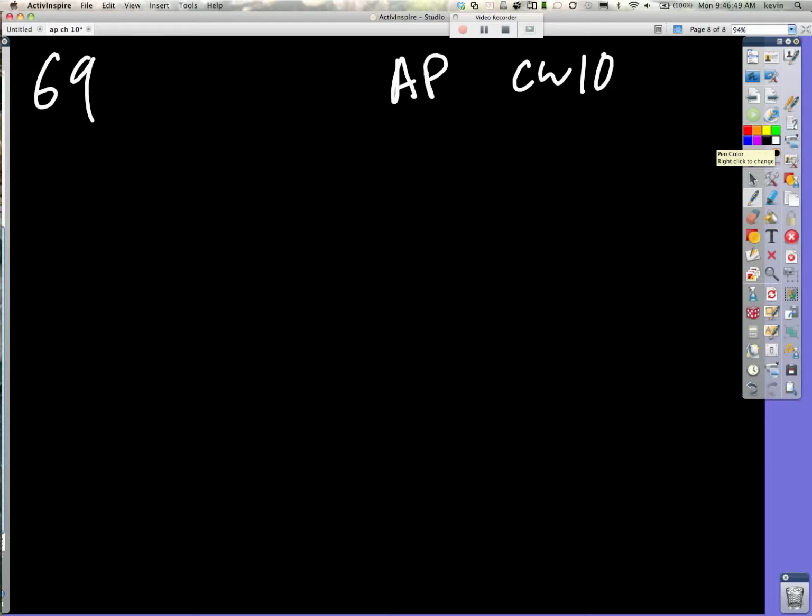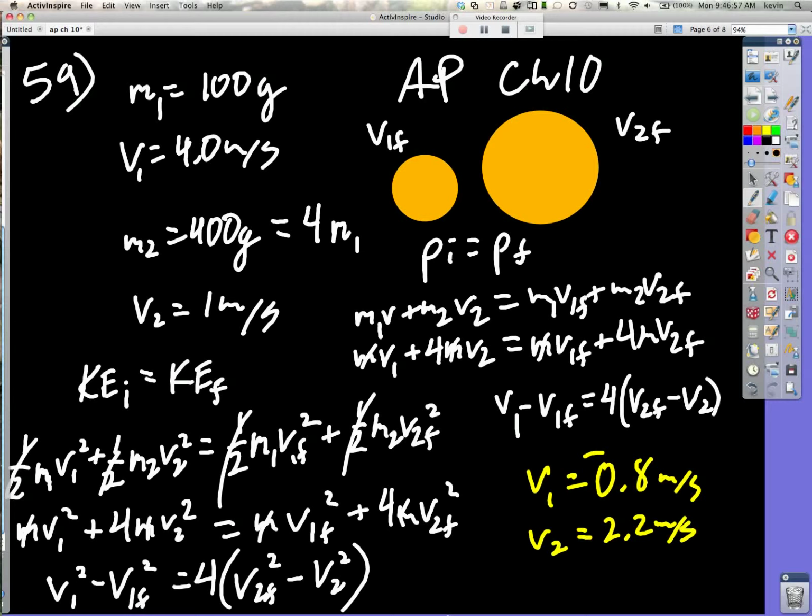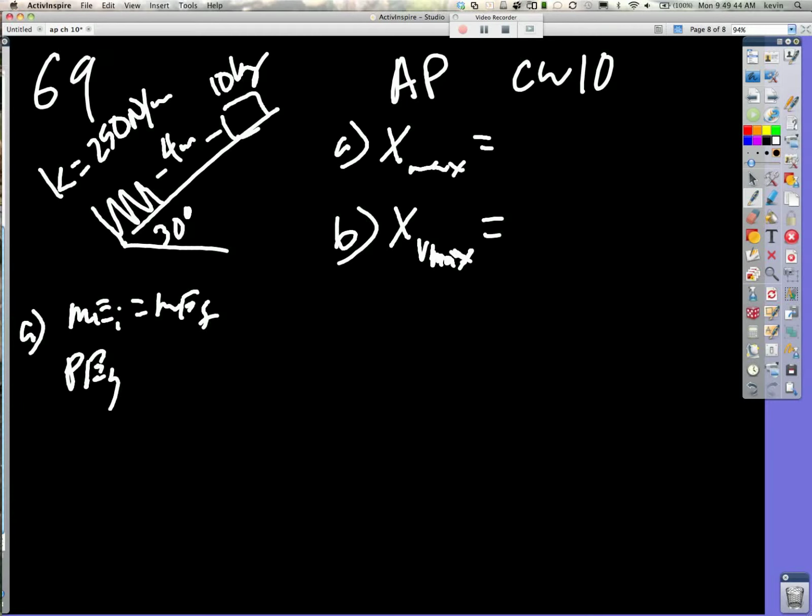PEG equals PES. So this is mgh equals 1/2 kx squared. So x is the square root of m over k.